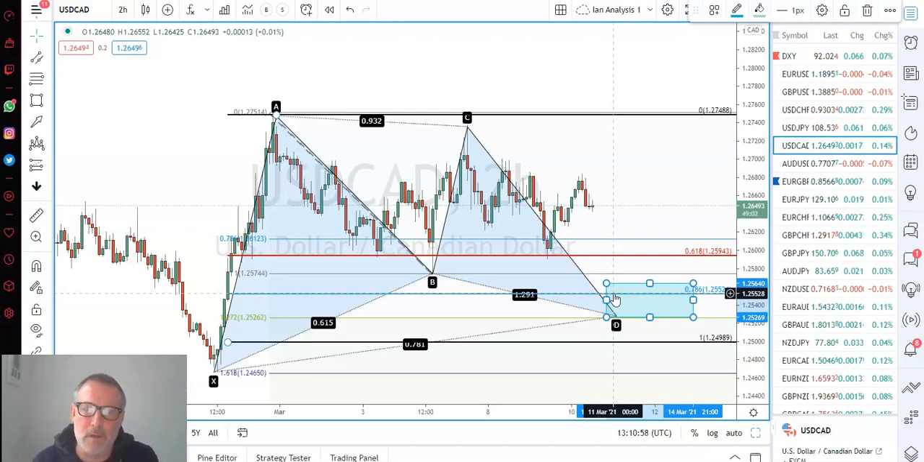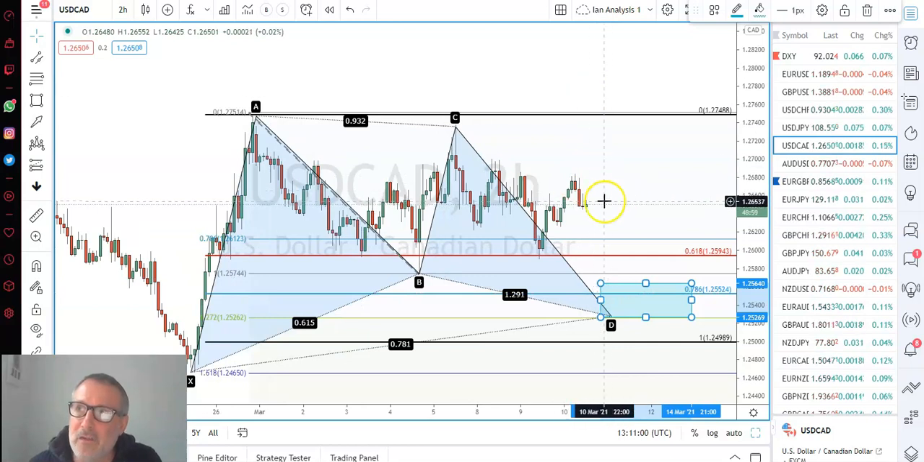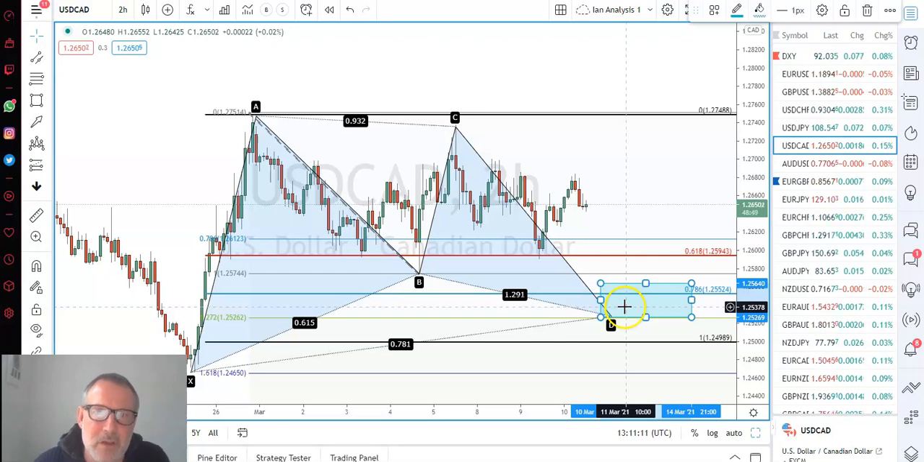But at the moment, there's no clear indication where she's going to go first. A break to the upside and that head and shoulders comes into play. A move to this support area, and I think buying dips is a valid suggestion.